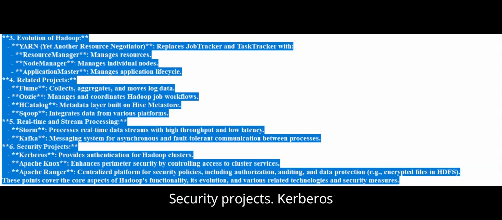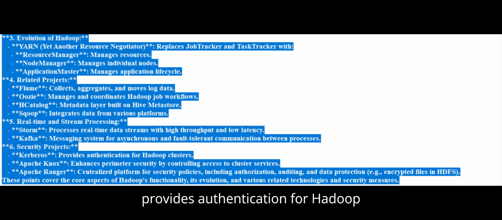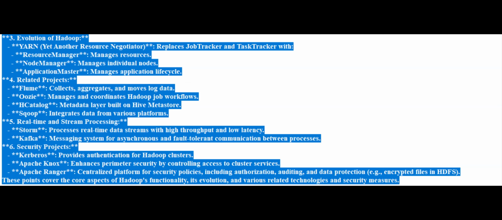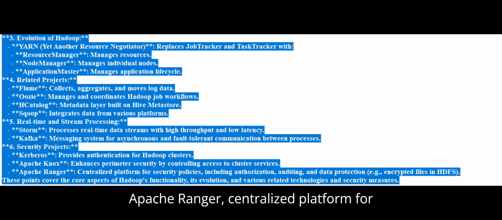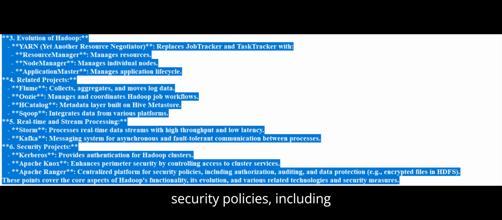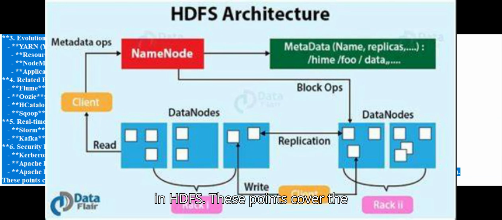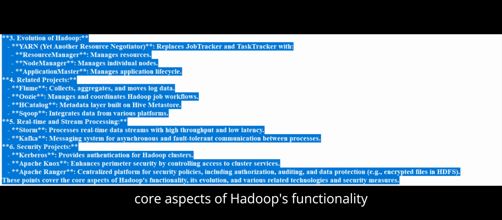6. Security projects. Kerberos provides authentication for Hadoop clusters. Apache Knox enhances perimeter security by controlling access to cluster services. Apache Ranger centralized platform for security policies, including authorization, auditing, and data protection, e.g., encrypted files in HDFS. These points cover the core aspects of Hadoop's functionality, its evolution, and various related technologies and security measures.